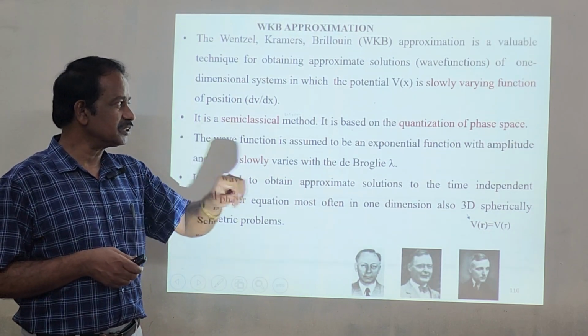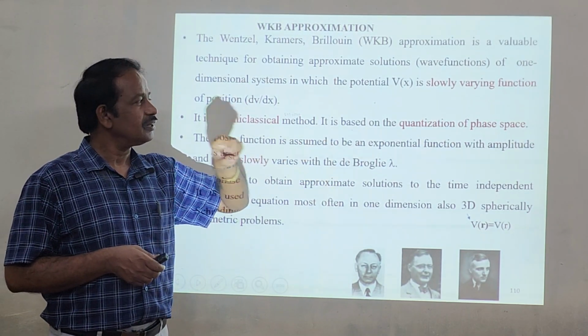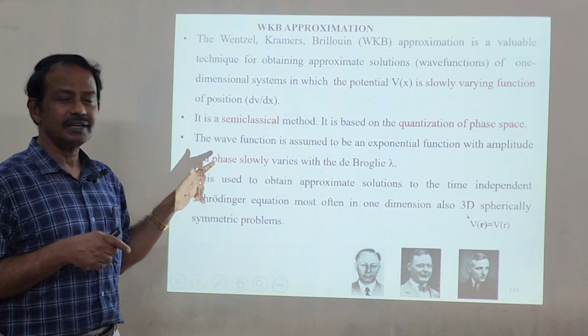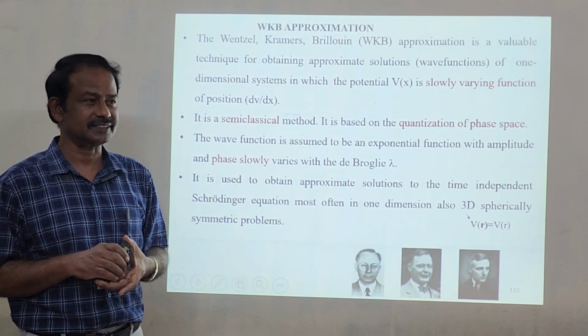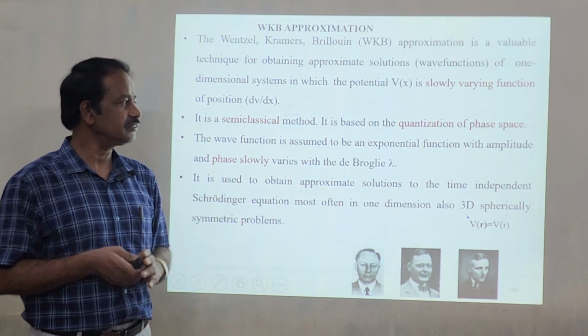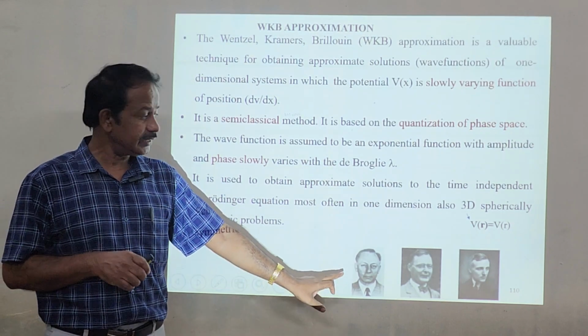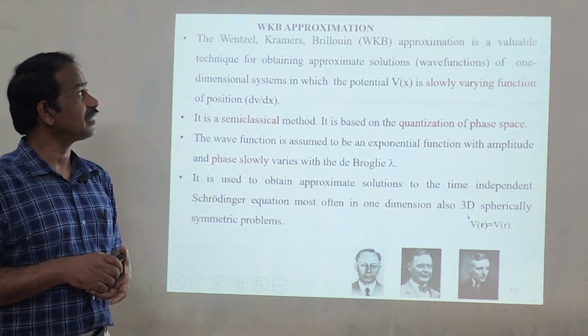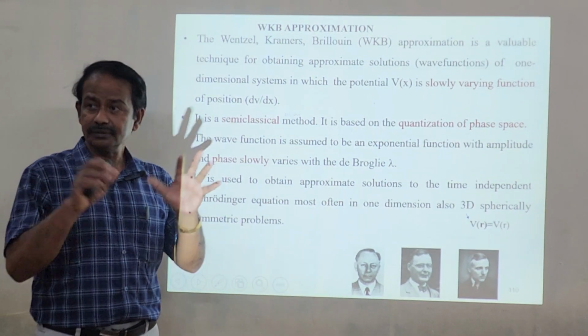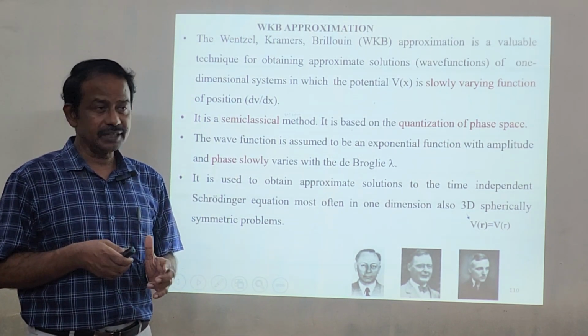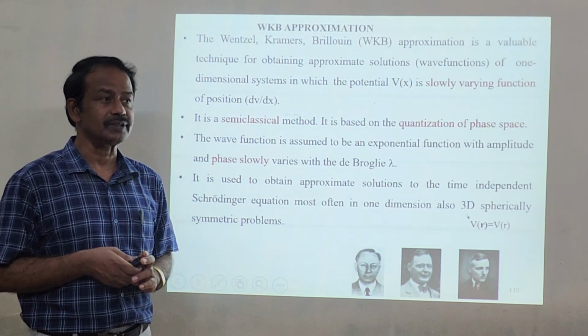So in that approximation, we will be using amplitude and the exponential function, which will be a function of position, a function of x. Okay. So with this introduction, we will start the WKB approximation. In the year 1926, Wentzel, Kramers, Brillouin, all three scientists independently discovered this.